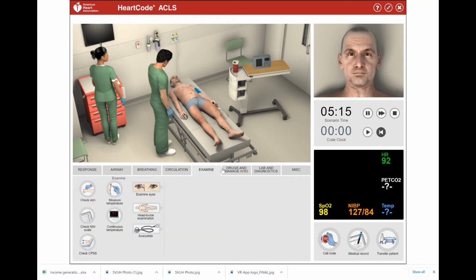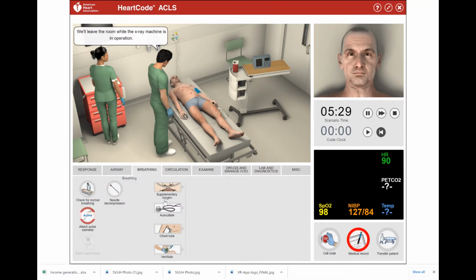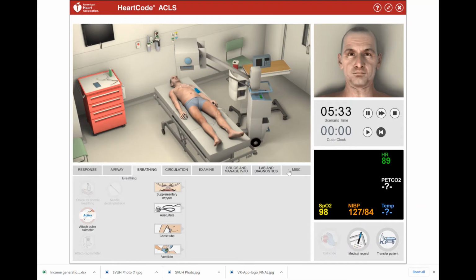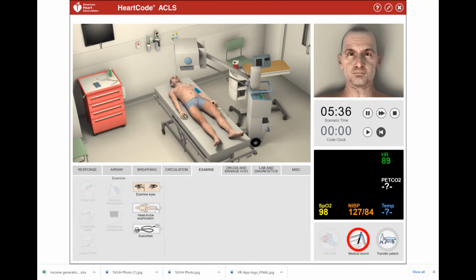So the exam is kind of uninspired. The results of the venous blood sample analysis have arrived. It's great in that it exists, but compared to what I would like to do, We'll leave the room while the X-ray machine is in operation. not quite it. So we'll try to find the exam first. It says examine and then head to examine.